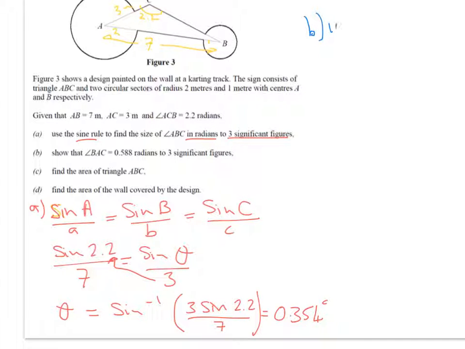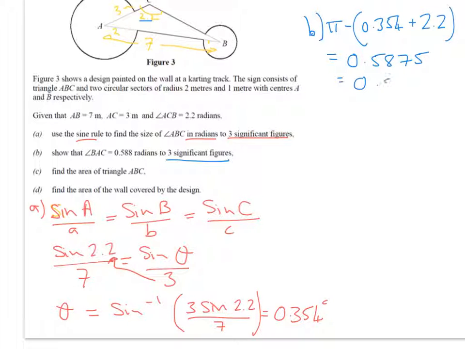So what we can do, now we know two angles, we can do pi take away 0.354, which is what we've just found out, and the 2.2, which we were told in the question, and we end up with an answer of 0.5875. To 3 significant figures, that is 0.588. And that's what we wanted to show.